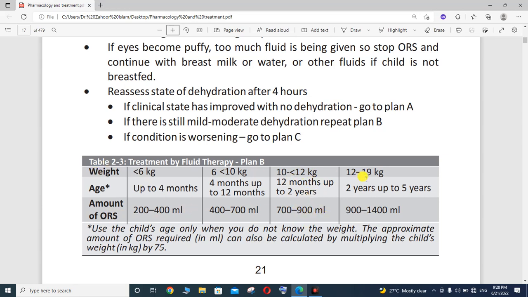If the weight is 12 to 19 kg, then the age is 2 years up to 5 years, and he or she needs 900 to 1400 ml of oral rehydration solution. Use the child's age only when you do not know the weight. The approximate amount of ORS required in ml can also be calculated by multiplying the child's weight in kg by 75.